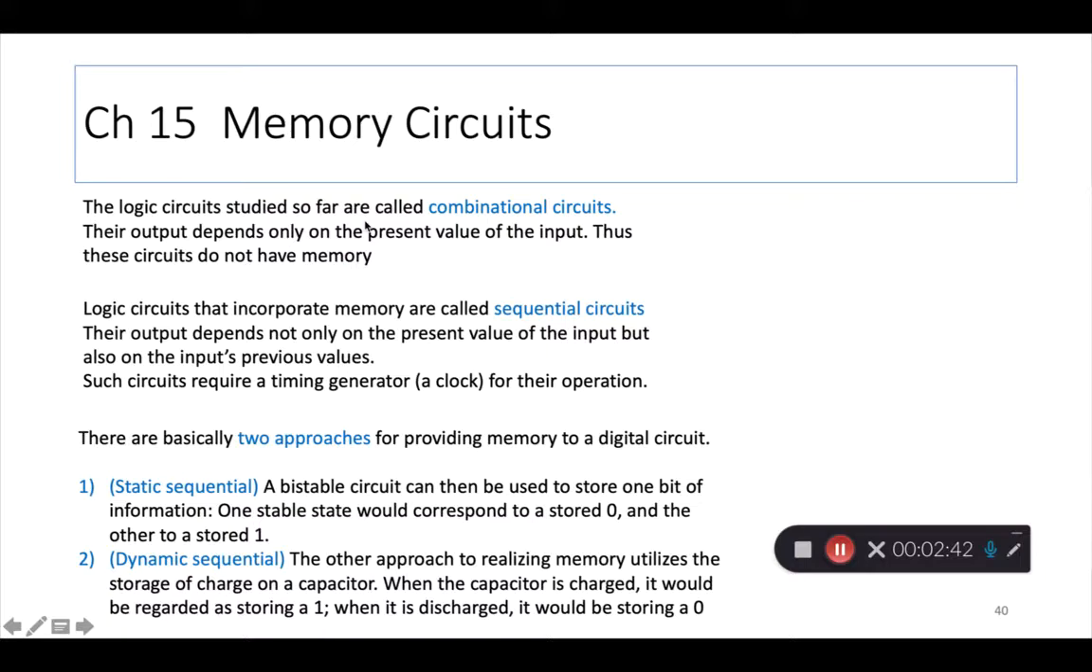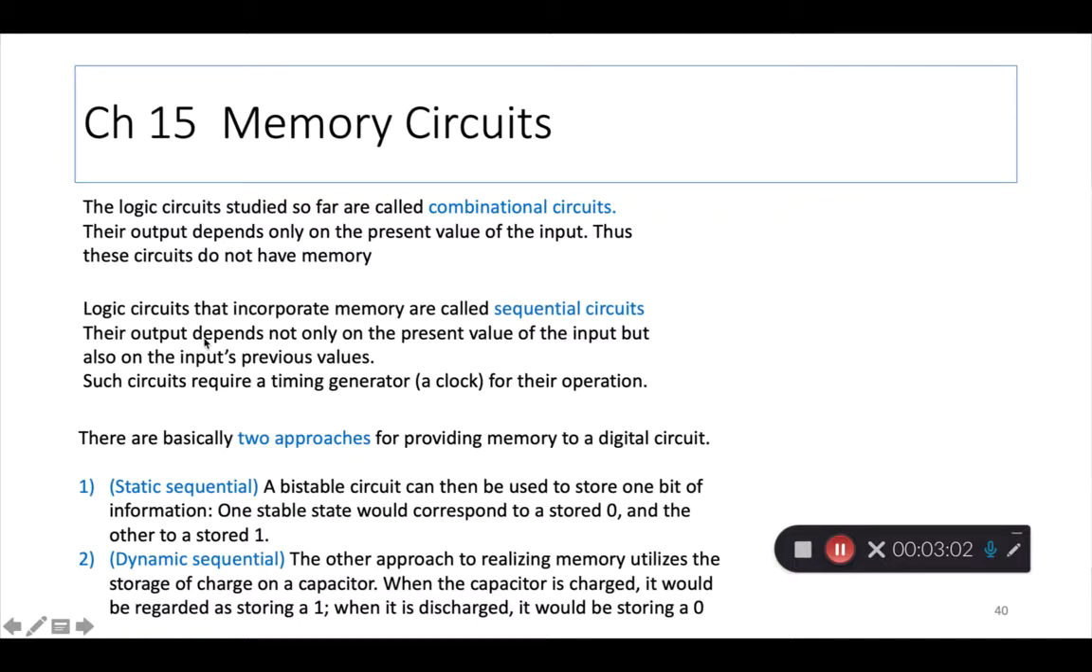The logic circuits we have studied so far are called combinational circuits. Their output depends only on the present value of the inputs. Thus, these circuits do not have memory. So you must remember the difference between combinational circuits and sequential circuits when it comes to logic circuits.